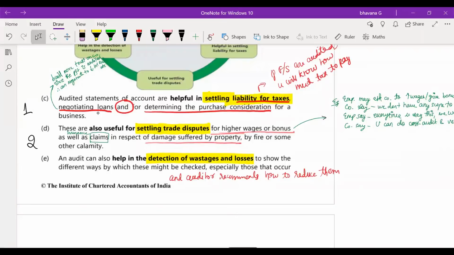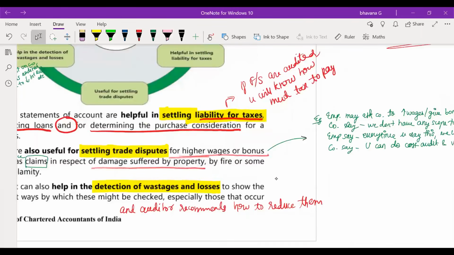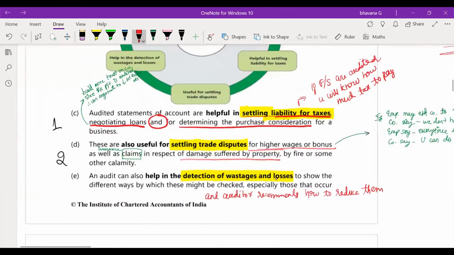Here what they tell you is that if your financial statements are audited, in such a case, see, first they have told you it will help in settling the liability for taxes. That means the auditor is there, he would have audited the whole financial statements. Now he will know how much tax you have to pay. So it will be helpful for the company to settle their taxes, correct? As the auditor himself will tell you how much you have to pay and all of that.